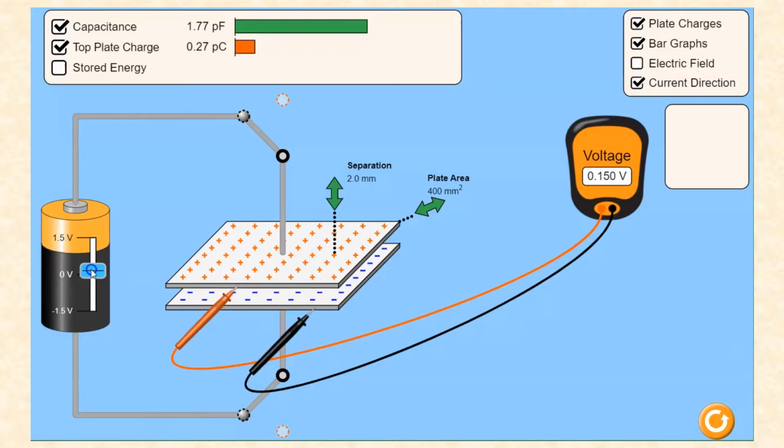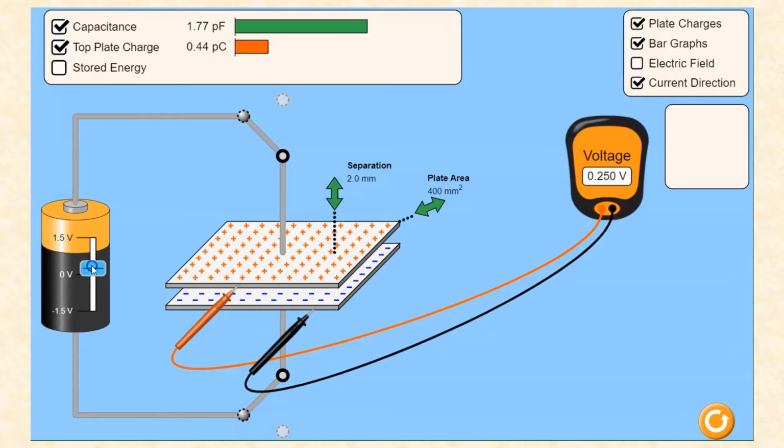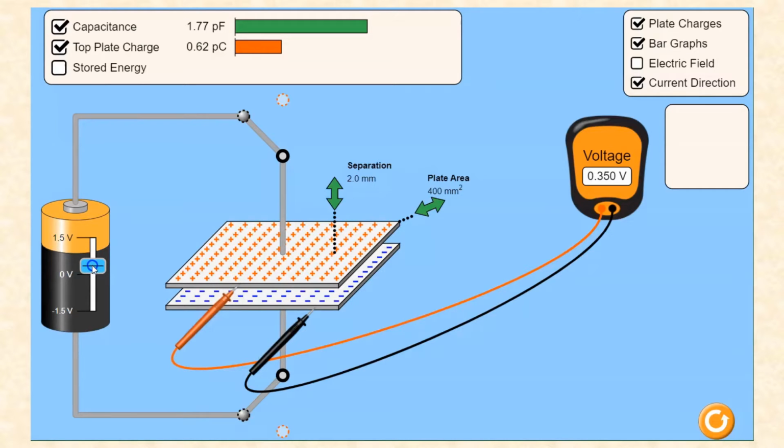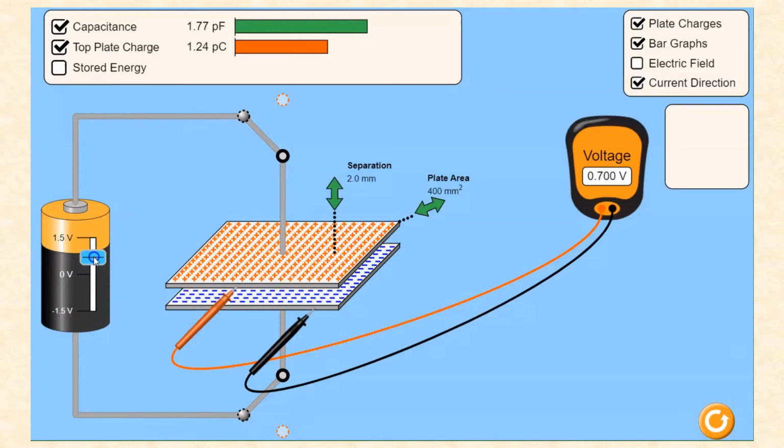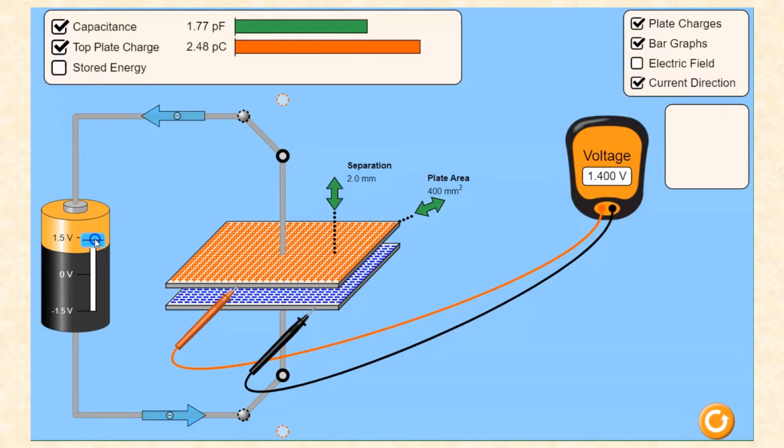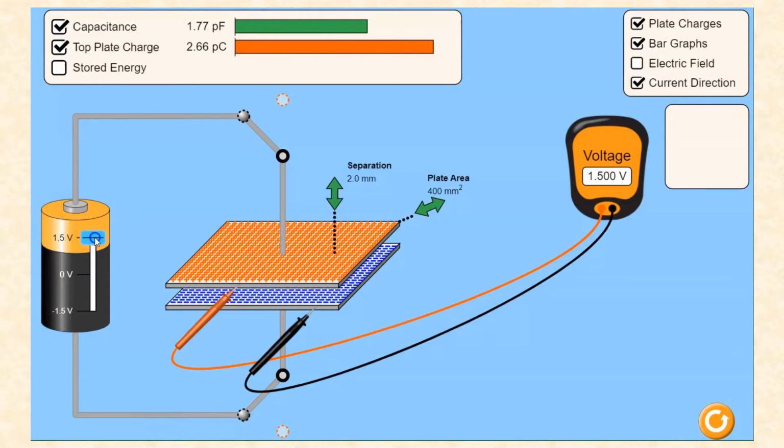You will notice that as we do this, the charge on each of these plates increases. You will also notice that the top plate, which is connected to the positive terminal of the battery, acquires a net positive charge, whereas the bottom plate connected to the negative terminal acquires a net negative charge. As we increase it up to its maximum value, also notice that the capacitance of this capacitor does not change. While the charge does, and the voltage increases, the capacitance does not.